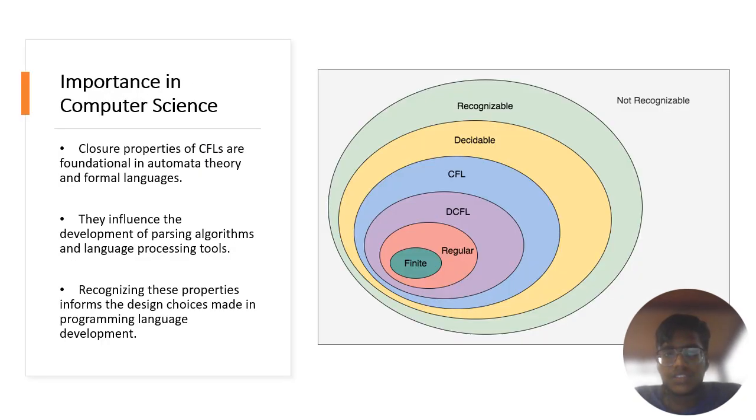Importance in computer science. Closure properties of CFLs are foundational in automata theory and formal languages. They influence the development of parsing algorithms and language processing tools. Recognizing these properties informs the design choices made in programming language development.